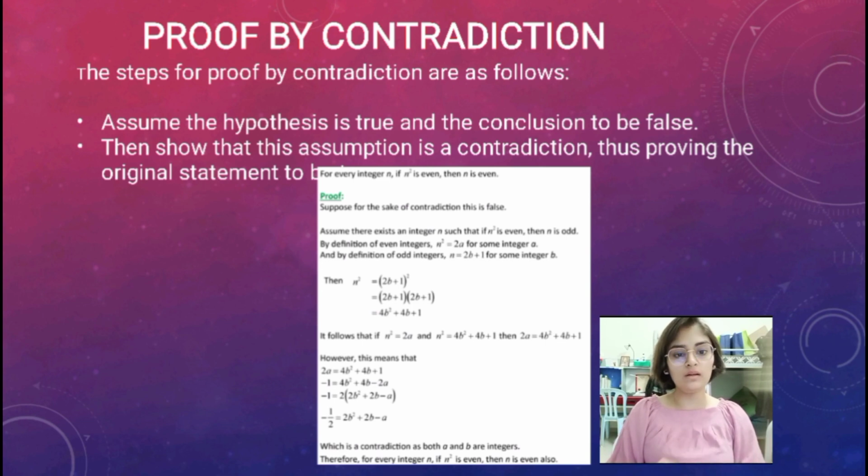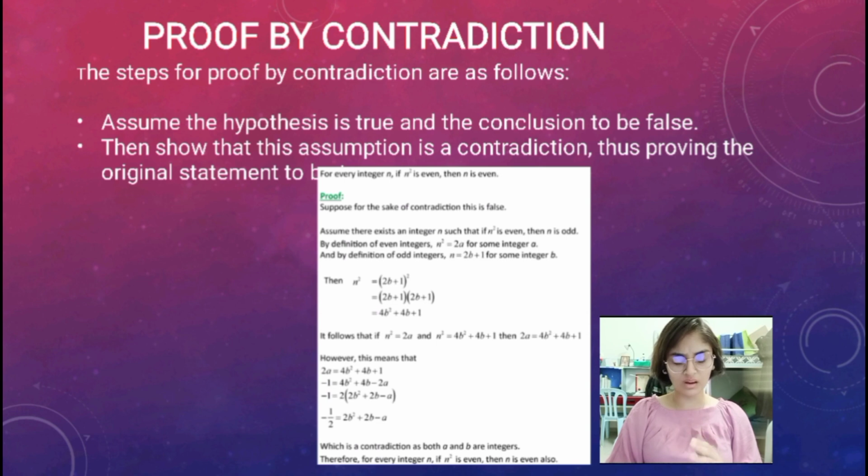Okay, for example, for every integer n, if n squared is even, then n is even. Suppose for the sake of contradiction that this is false, so assume there exists an integer n such that n squared is even, but n is odd. By definition of even integers, n squared equals 2a for some integer a. And by definition of odd integers, n equals 2b plus 1 for some integer b.